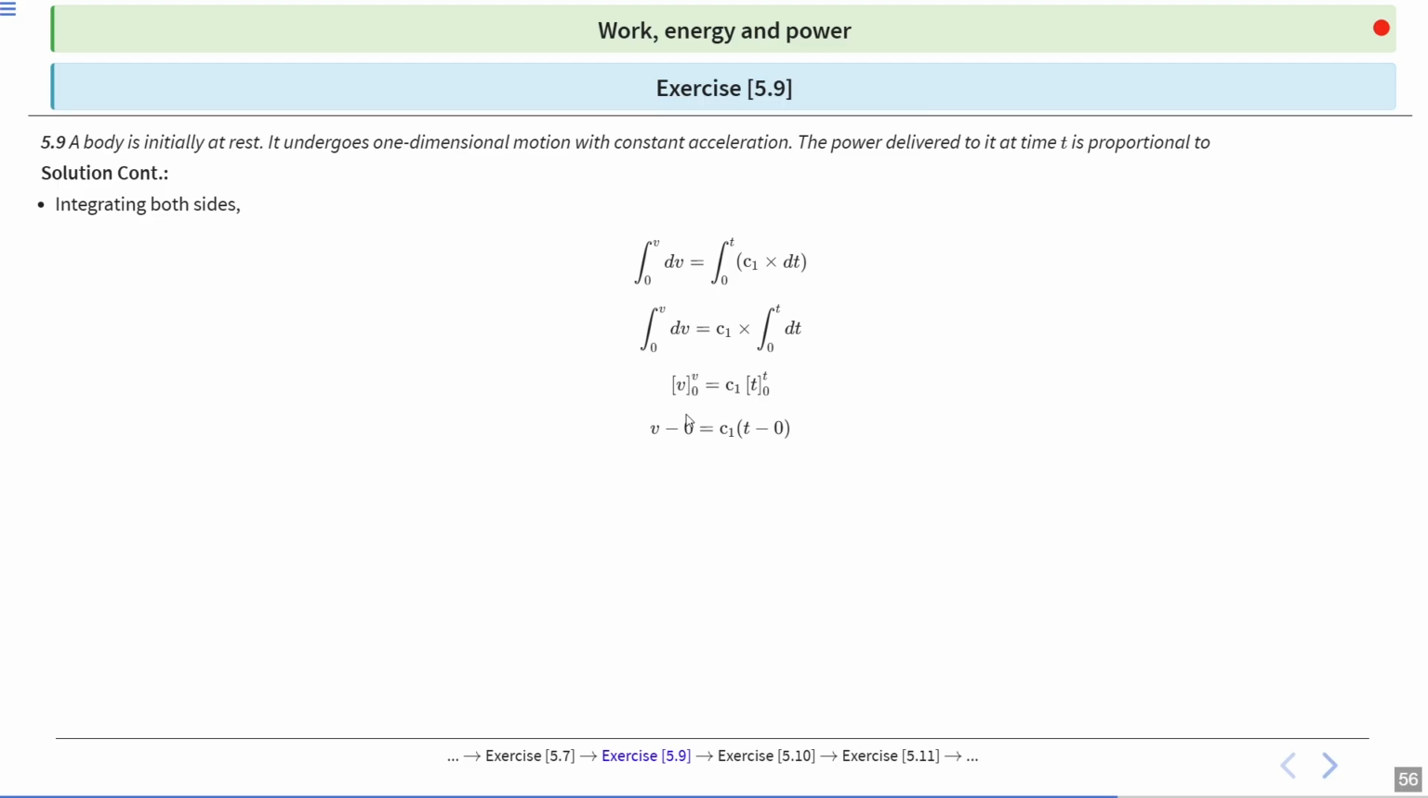So when we put the limit, it will be v minus 0 is equal to c1 into t minus 0. So it will be v is equal to c1 into t. From this relation, it is clear that velocity is directly proportional to t. Yes or no?